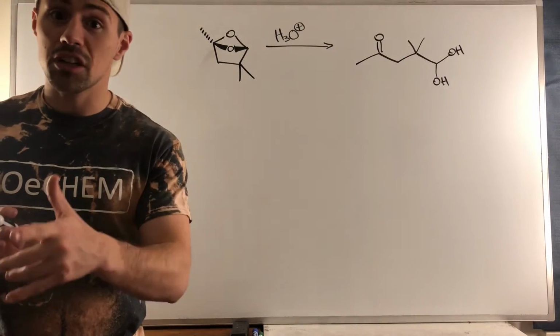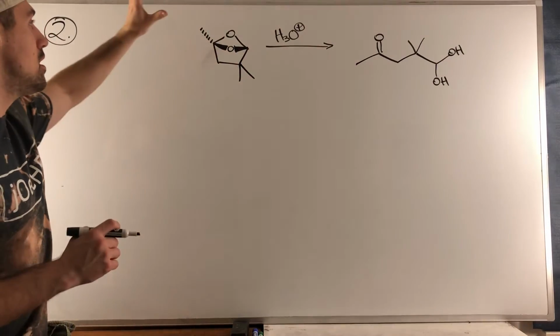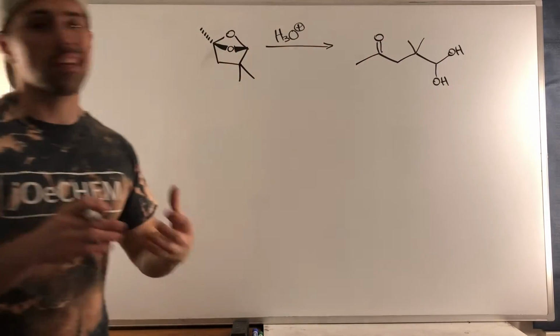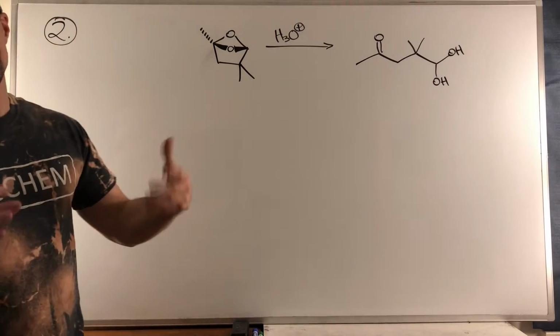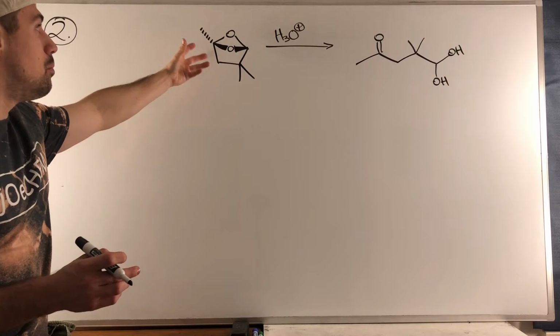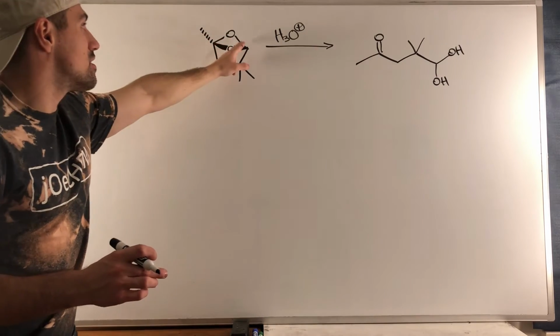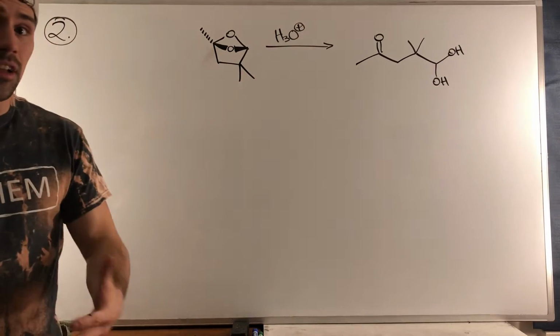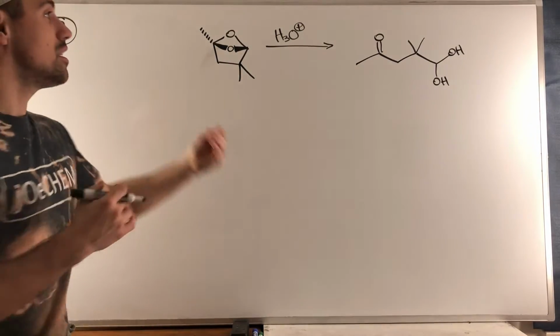Okay, gang, rolling on into problem 2. You can see we have a mechanism. We're given this transformation and we have to explain with mechanistic arrows how it happened. Now, this is weird because not only do we have a ring right here, but we have this 5-membered ring, and then we have this little ring up top here.